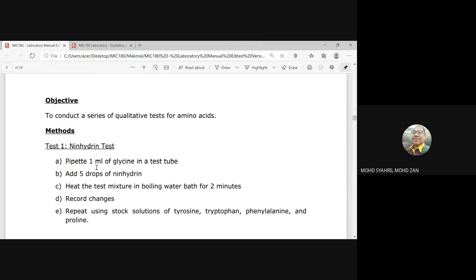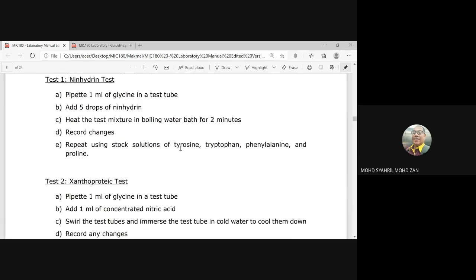So the method for number 1, ninhydrin, is very simple. Pipette 1 ml of glycine into the test tube, and then put in 5 drops of ninhydrin. Keep the test mixture in a boiling water bath for 2 minutes and record the changes. Okay, same goes for the other amino acids, tryptophan, tyrosine, and so on and so forth.